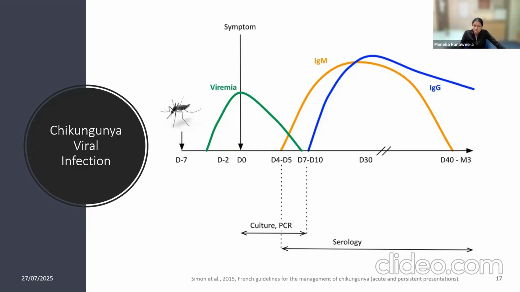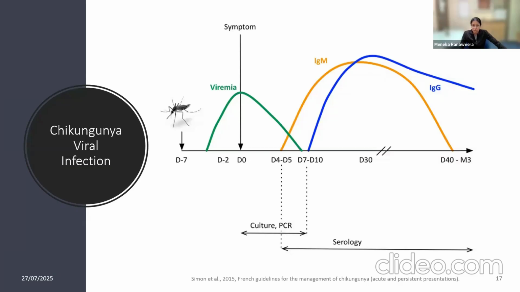Then our immune response, IgM and IgG, take a bit of time to develop, although they start to develop around day 4 or day 5. A substantial rise can be seen around day 7, and IgM lasts for about 1 to 3 months, whereas IgG tends to rise around day 7 and then stays elevated for a long time.